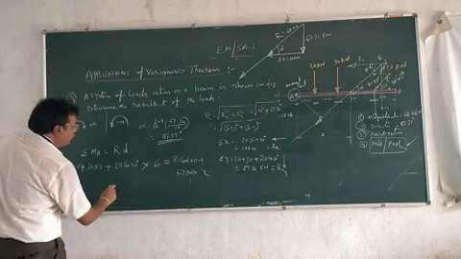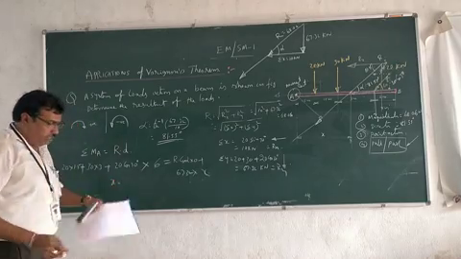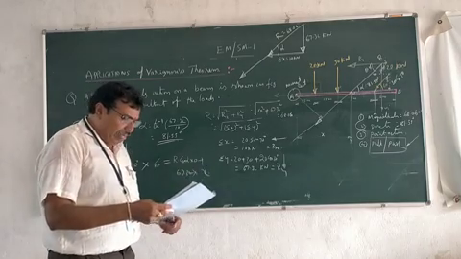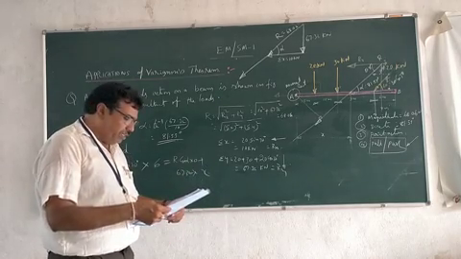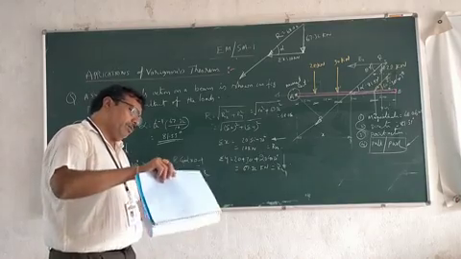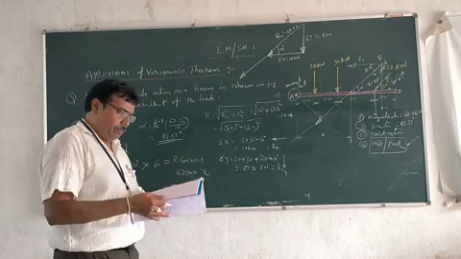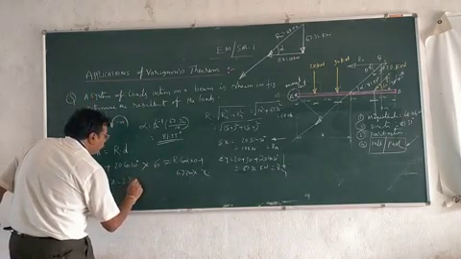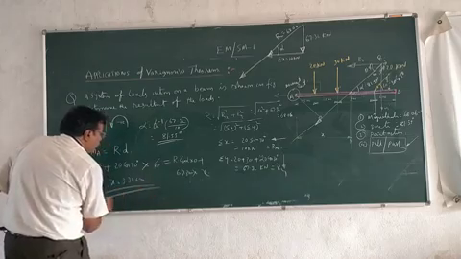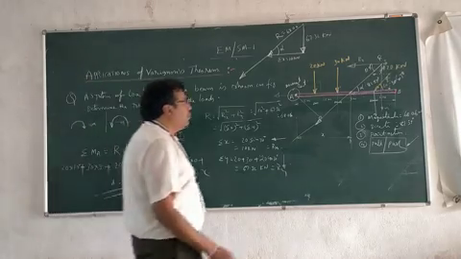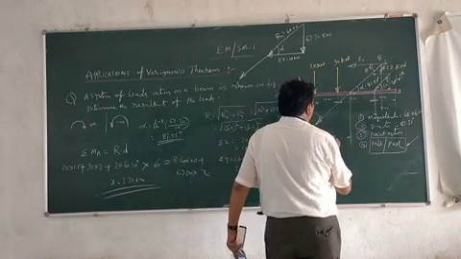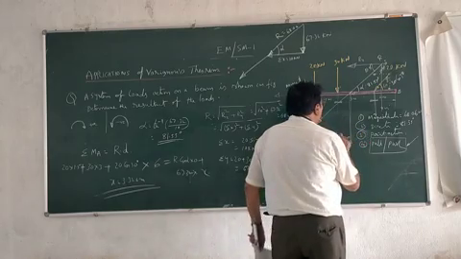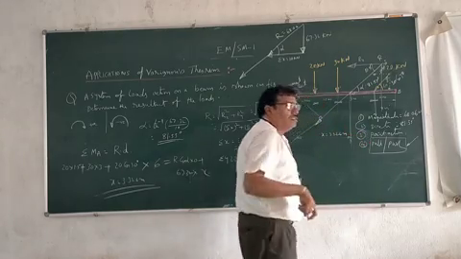Finally, we get the x value equal to, in our textbook given in a tough manner, but this is a very easy manner. X value equal to 3.326 meters. It's a very important one. 3.326 meters.